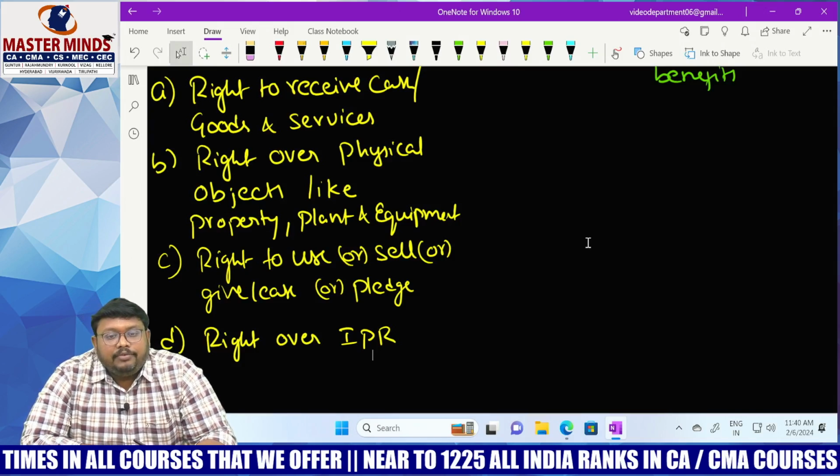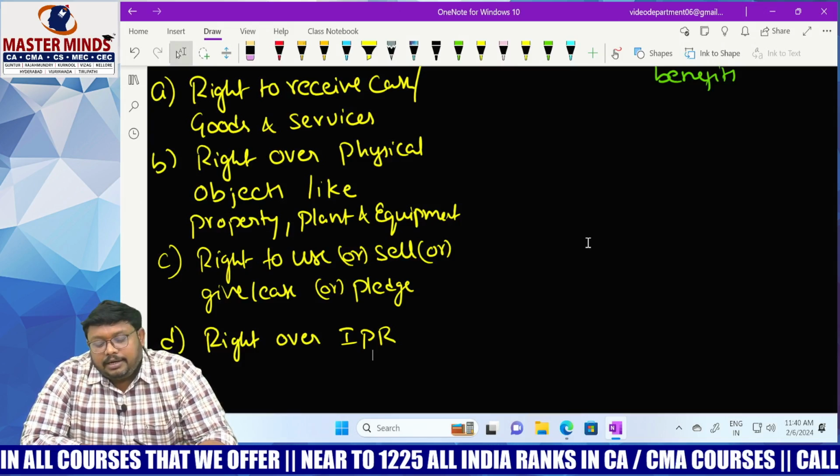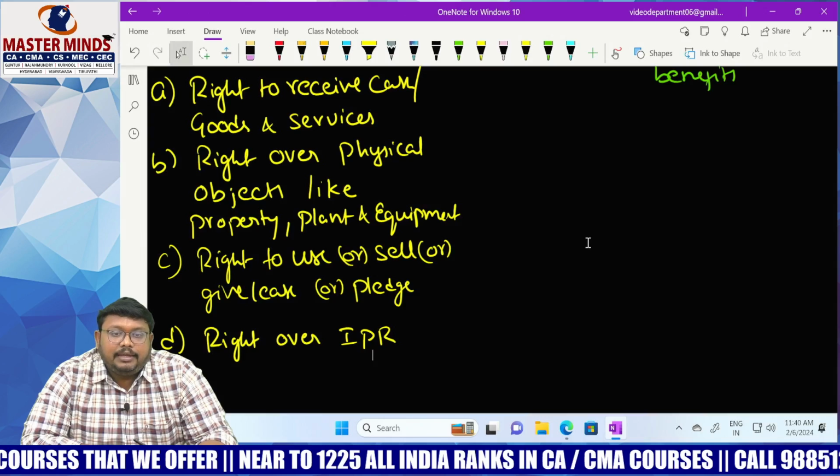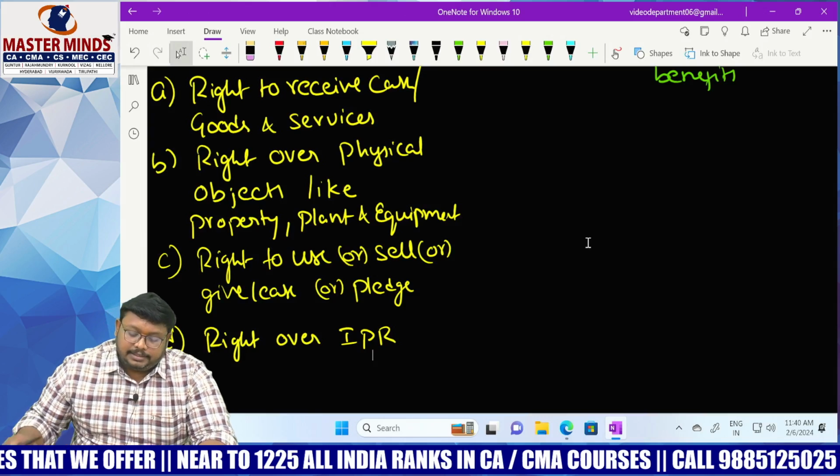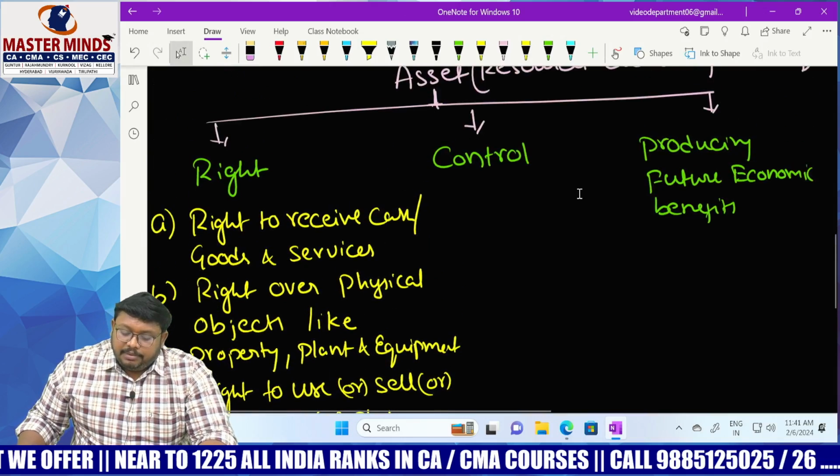At the same time, we have all the rights over intellectual property rights also. That also we can call assets, like intangible assets. Intangible assets, so we will discuss the bifurcation later.